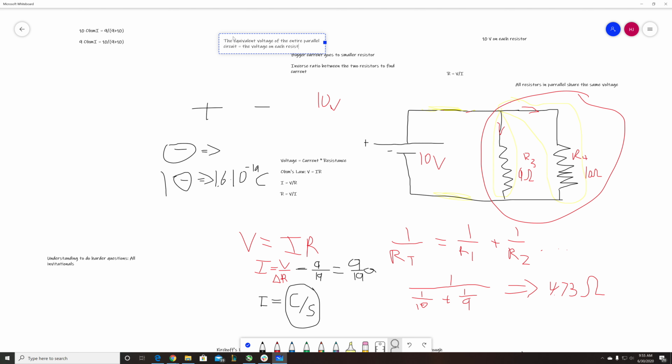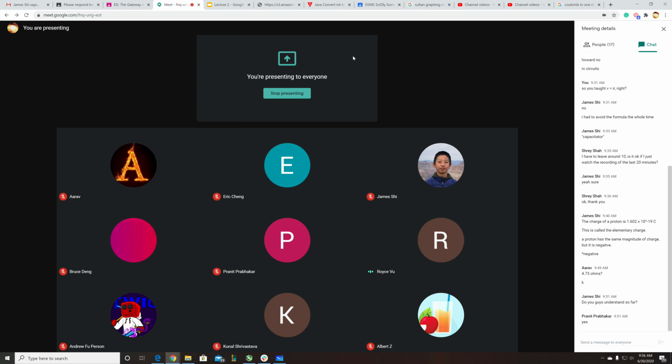Now, can anyone figure it out after I've told this much? All resistors in parallel share the same voltage, and the equivalent voltage of the entire parallel circuit is equal to the voltage on each resistor. Do any of you know at this point? Anyone? Is it because the voltage is over the amount that the battery is giving, like naturally does the battery give more voltage? No, no, no.